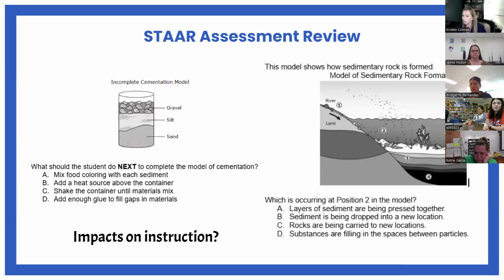Okay, so let's look at how it was assessed on STAAR. Let's start with the question to your left. It's the incomplete cementation model. I'm going to give you a minute to look at that question.